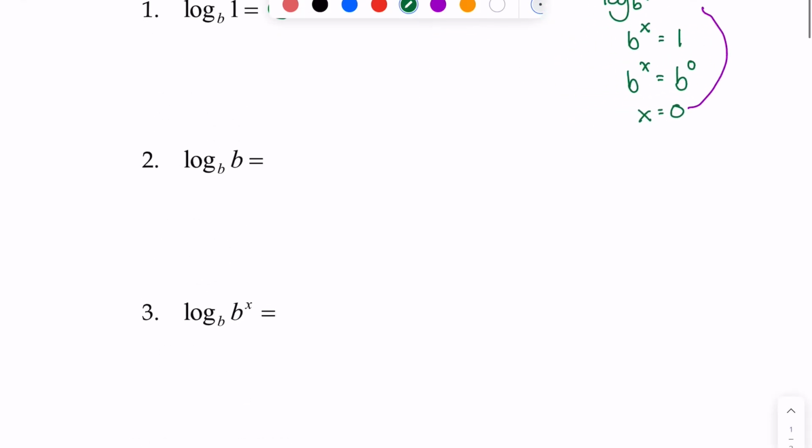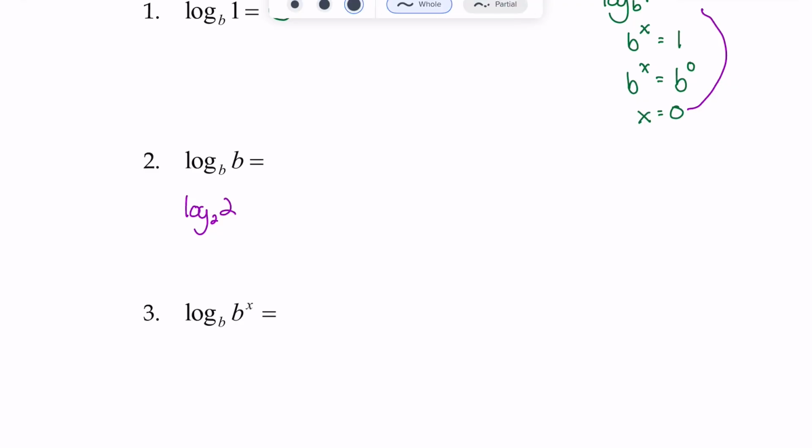Log b. So in this property number 2, what we're looking at is what happens when you take the logarithm of some number, and that number is also the same as the base. So for example, if I said log 2 of 2, what would you get? Let's see if you can think of it for yourself. What I'm saying is b to the power of what gives you this? Well, that will always be 1.